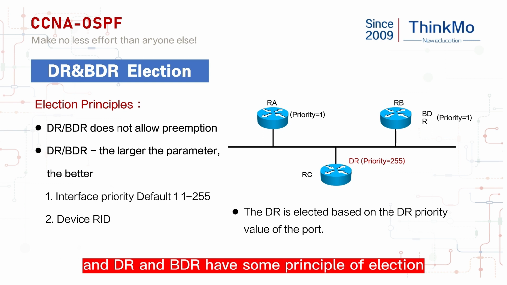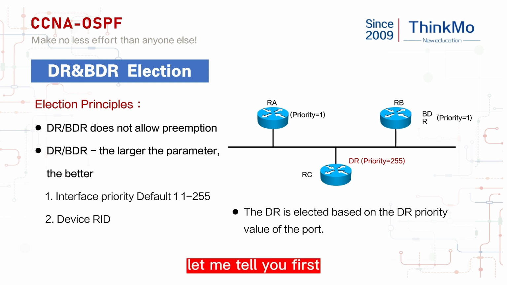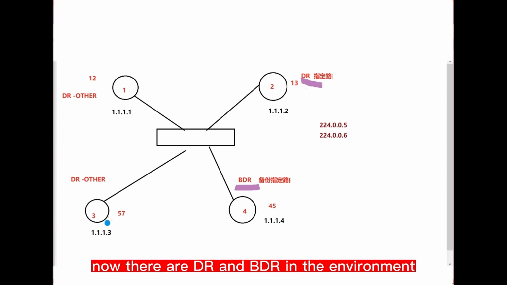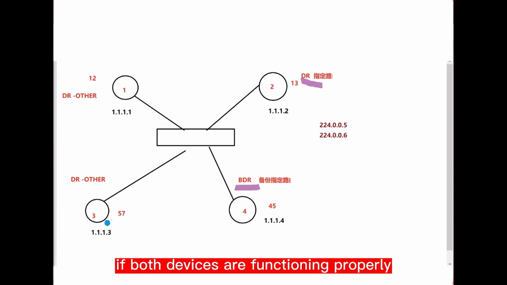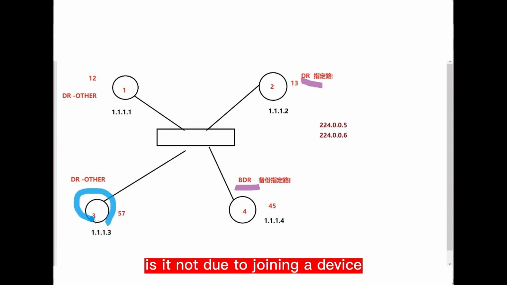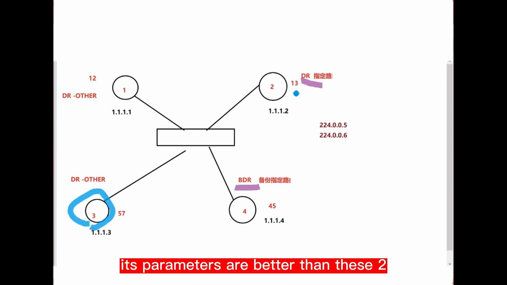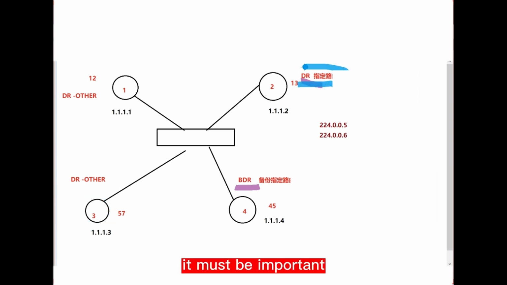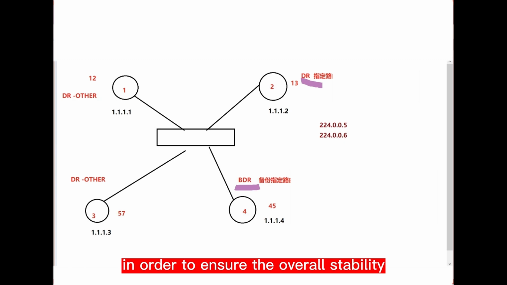And DR and BDR have some principles of election. Let me tell you first: DR and BDR do not allow preemption. Preemption means, now there are DR and BDR in the environment, both functioning properly, and a device joins whose parameters are better than these two. It can become DR? It won't. Because as a DR, it must be important, a core node in our network. It cannot be easily changed. In order to ensure overall stability, it is not allowed to change easily.